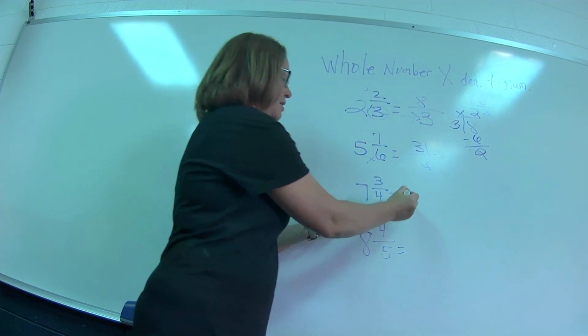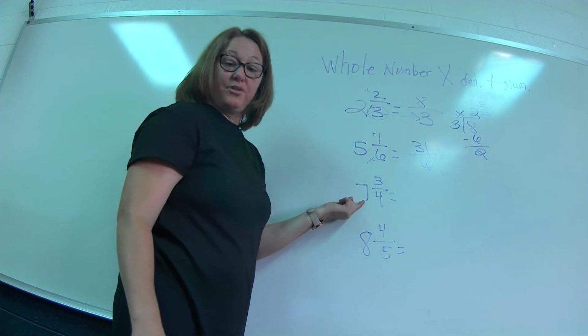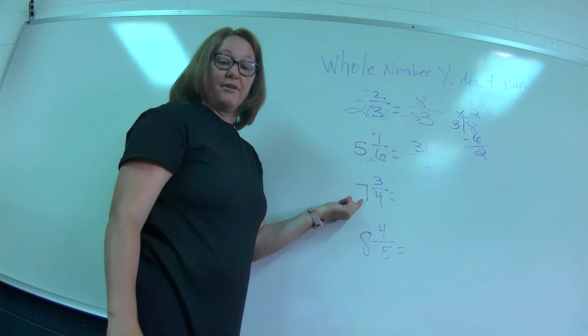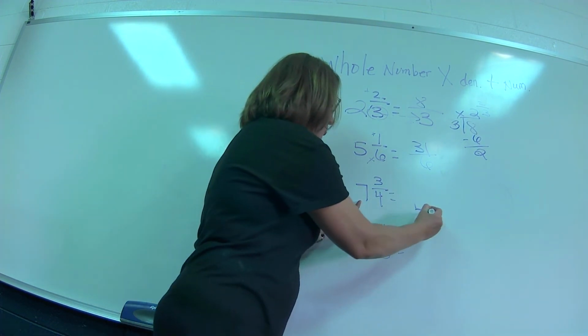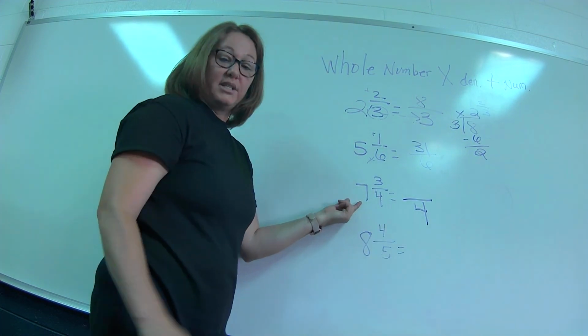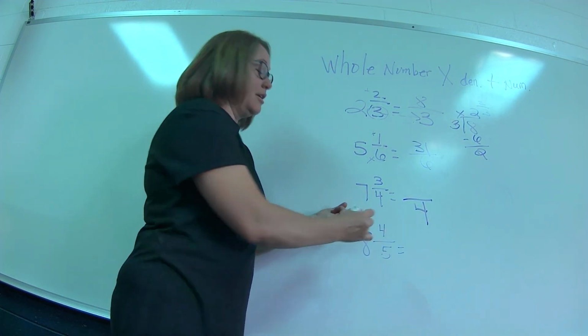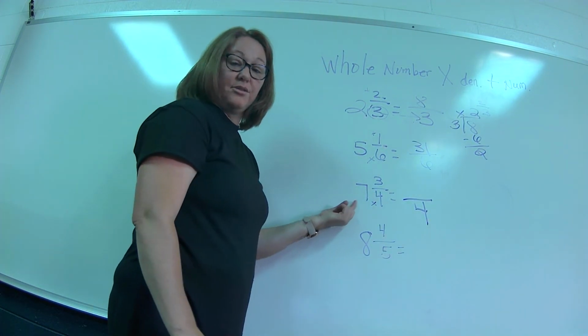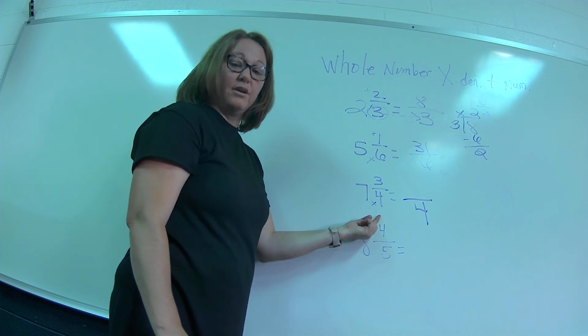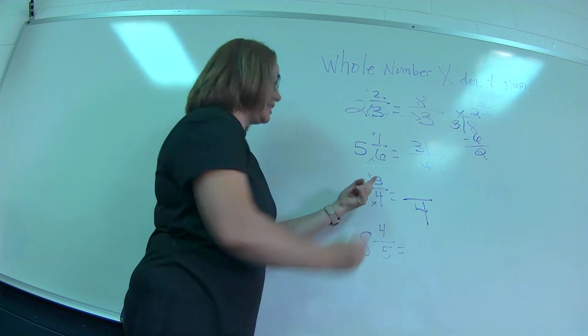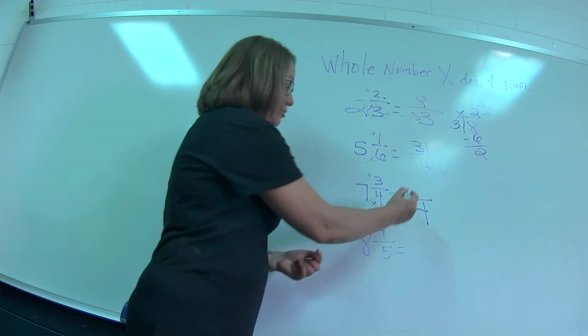Very good. Now, 7 3/4. What would be your denominator? Okay, we'll keep 4 as the denominator. We take the whole number, you times it by the denominator. So 7 times 4, 28, plus 3 gives you 31.